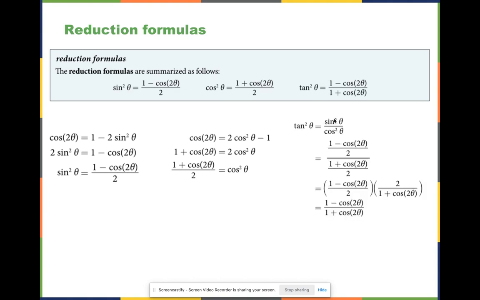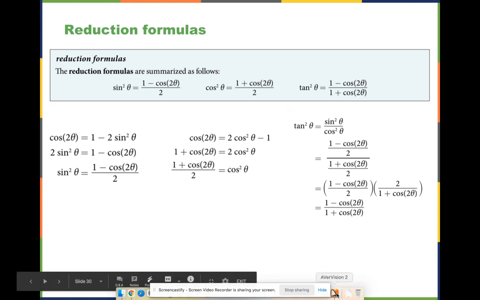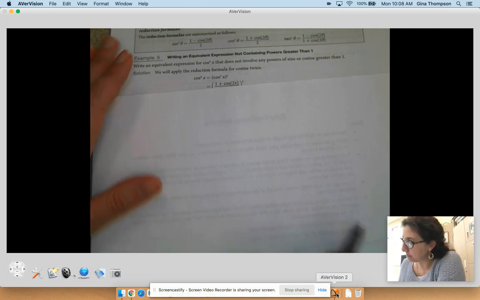Tan squared of theta is just sine squared theta over cosine squared theta, and we just figured out these equations. So put those in a ratio, the 2's cancel, and we get 1 minus cosine 2 theta over 1 plus cosine 2 theta. So if we've got a trig function squared, we can reduce the power. That's why they're called reduction formulas. We trade this power for a double angle. That's the trade-off that we make. So let's do some examples where we use this.